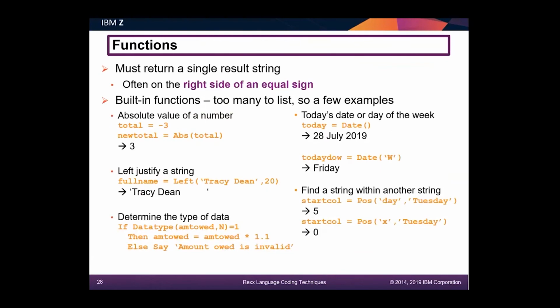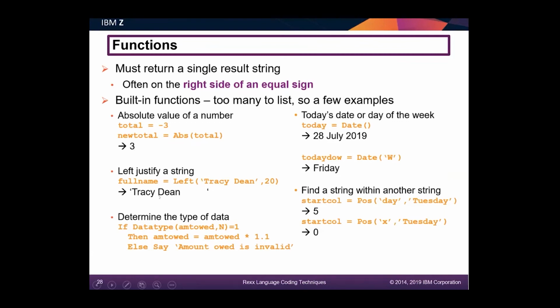So again, a function must return a value, so it's typically on the right-hand side of an equal sign. So let's look at some examples of functions. There are many, many built-in functions. These are just a few to give you an idea. So in the first one, I'm trying to calculate the absolute value of a number. So I've said total equals -3. New total equals the absolute value. This is a Rexx built-in function. And in parentheses are the parameters I have to pass. So it will pass the value of total. It's not passing the variable total. It's passing the value of the variable total. So this is an absolute value of -3. So new total is now 3.